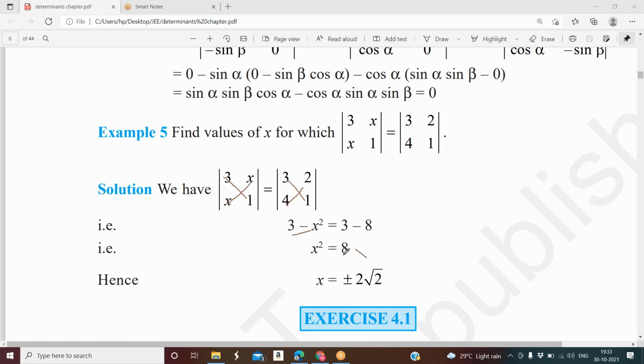This is actually root of 4 into 2. Square root of 4 is 2 and square root of 2 is root 2. So x value is plus or minus 2 root 2.